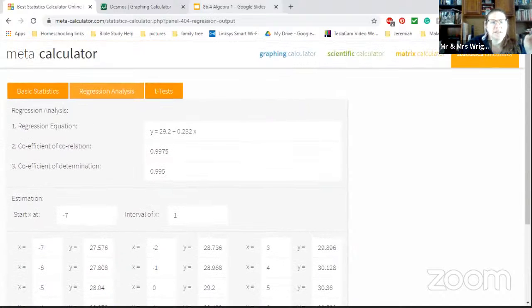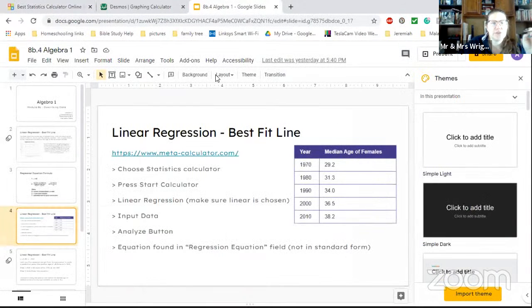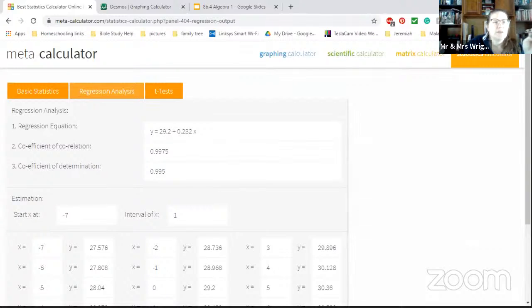And it tells us, let's go back to what you should have in your notes. Equation found in regression equation field, and it's not in standard form. Okay, so the regression equation field. So this is our formula right here. Now it says it's not in standard form. Remember, our standard form is y equals mx plus b. So our mx is here at the end and b is here at the beginning. So it's not in standard form.